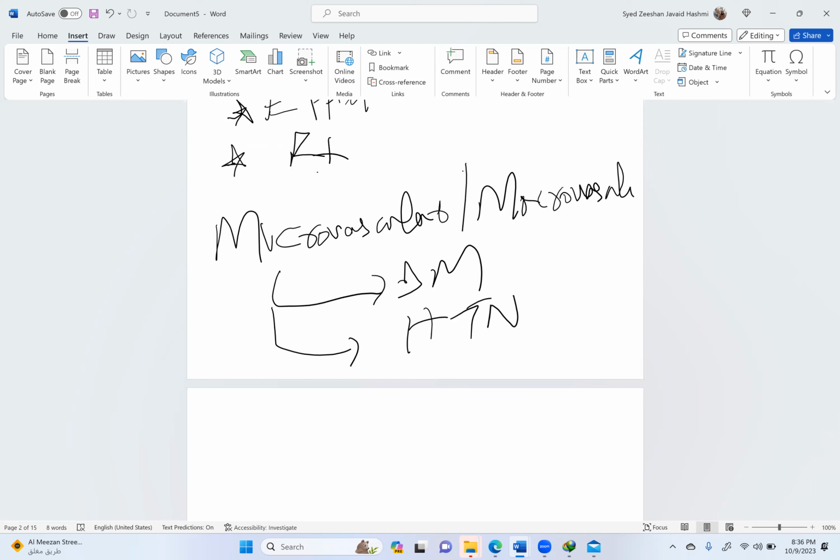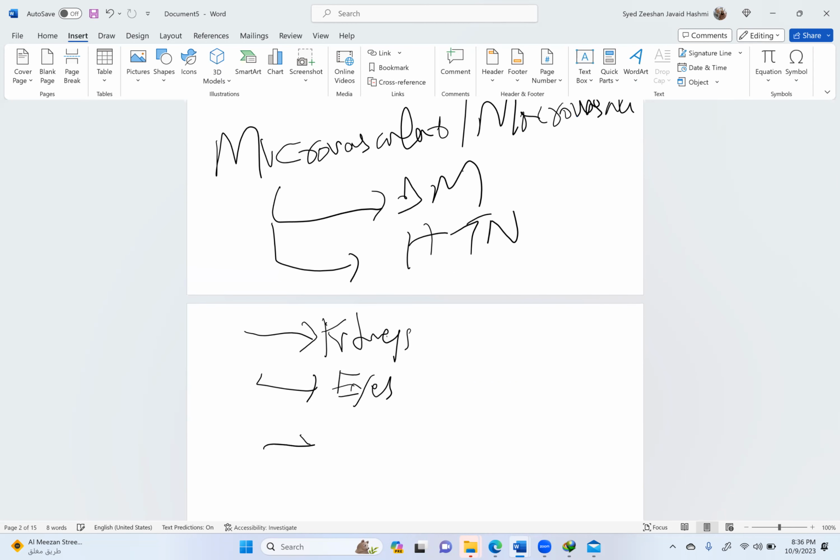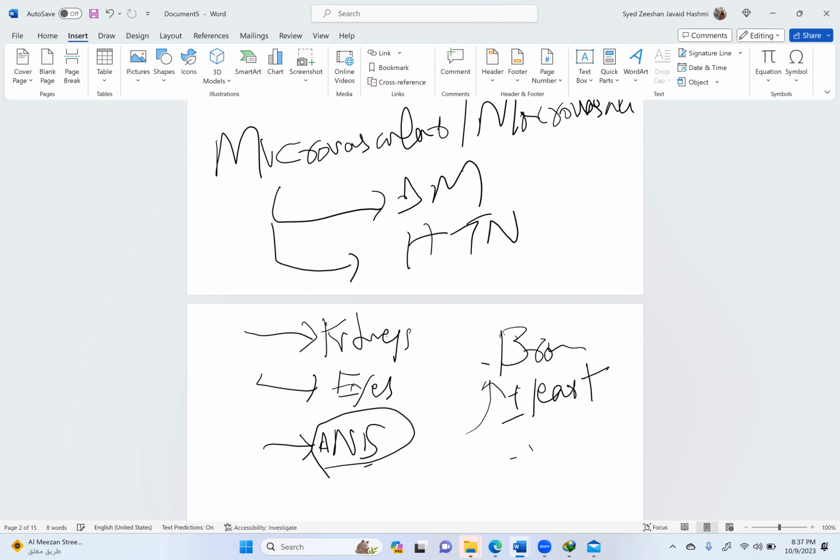So, what will be the microvascular problem? Microvascular problems will be in the kidneys and in the eyes. Okay. And the third will be in the autonomic nervous system. Okay. So, these are microvascular problems. And the macrovascular problems will be in the form of either in the brain, or in the heart, okay, or in the peripheral vasculature.